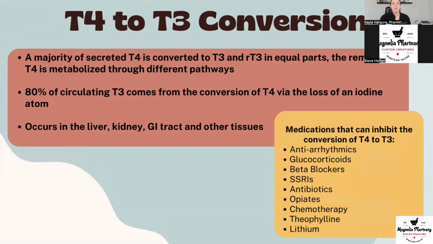So 80% of circulating T3 comes from the conversion of T4 via the loss of that iodine atom, which I previously mentioned. And again, as I mentioned, it happens in the liver, kidney, and the GI tract, as well as some other peripheral tissues. So there are actually some medications that can inhibit the conversion of T4 to T3. And I've listed the medication classes here for your review.